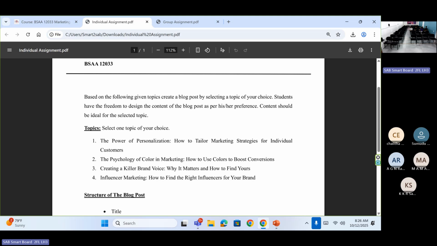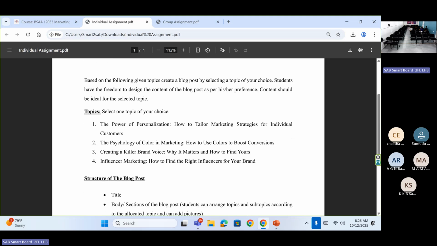So here, what you have to do, there are 4 topics given. Among these 4 topics, you have to select one, right? Based on your choice, you can select one. Then based on the topic that you have selected, you have to create the blog. Okay? So that's what you have to do.